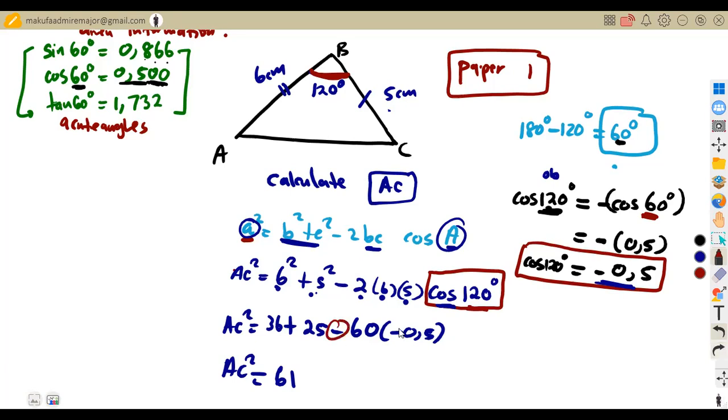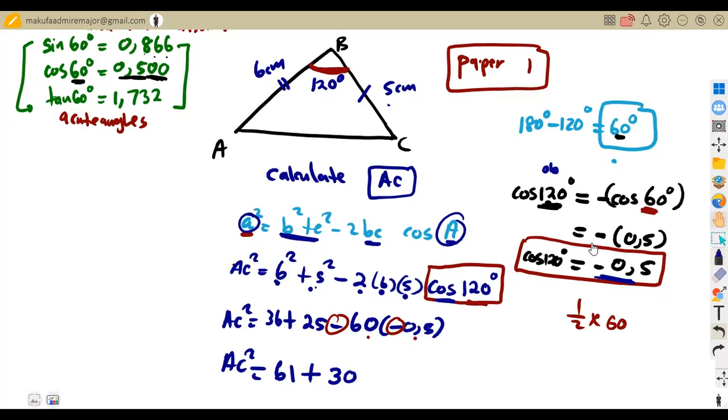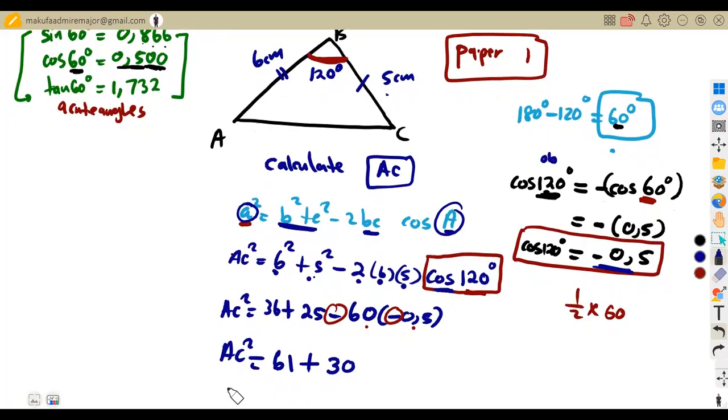A negative versus a negative is going to give us a positive. We multiply 60 by 0.5. 0.5 is the same as half, so we are simply saying half of 60. Half of 60 is 30. There's no need for us to multiply 0.5 times 60, simply take half of it. So we are simply adding there.